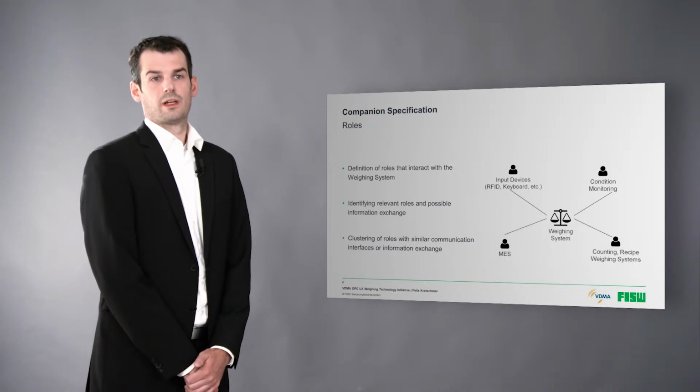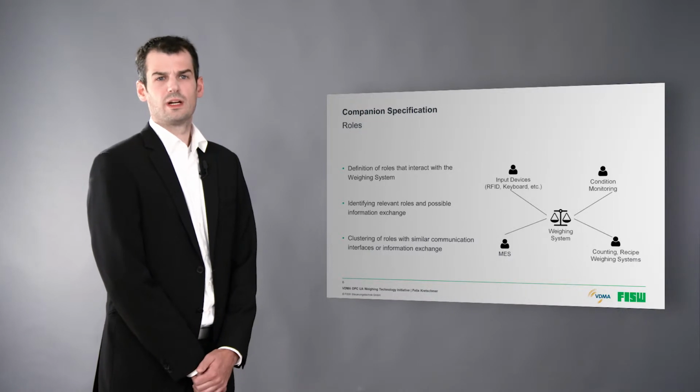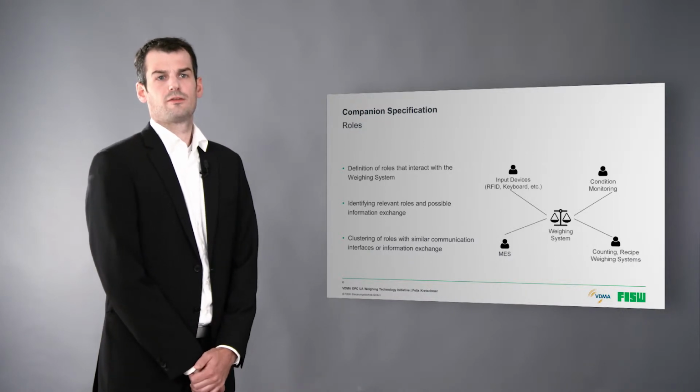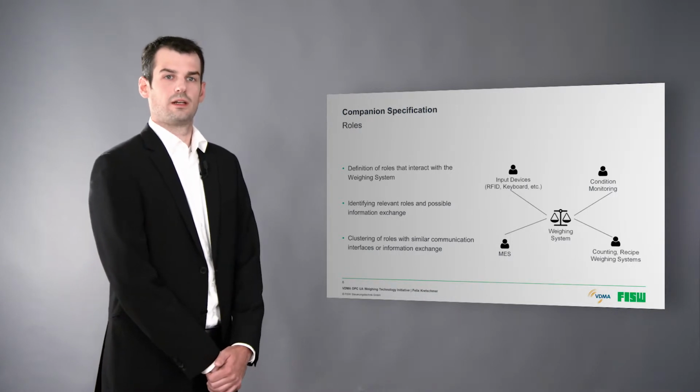Identifying the relevant roles and the possible information exchange is one of the major tasks each manufacturer working with us has to undertake. Afterwards, you have a long list of roles with similar communication interfaces and so on. You try to cluster. So you have one role, for example the input device, and within this role you have different input devices such as an RFID reader, a keyboard, etc. Regarding the next step, you try to identify the roles that are interacting with the weighing system and what they are actually doing in there.